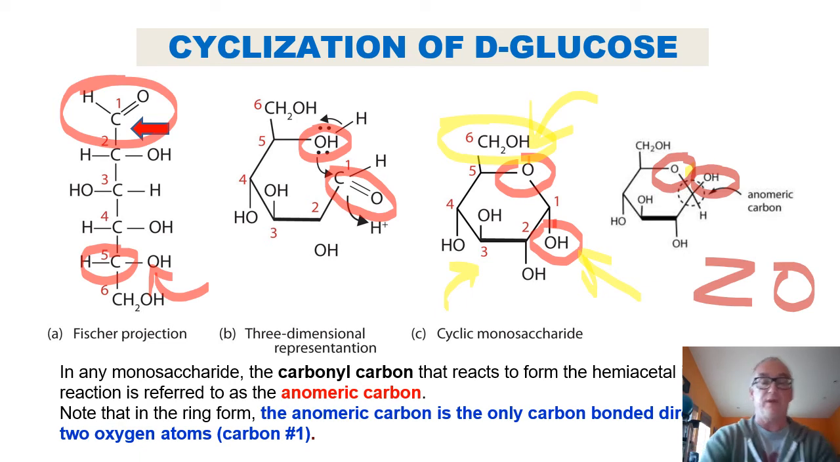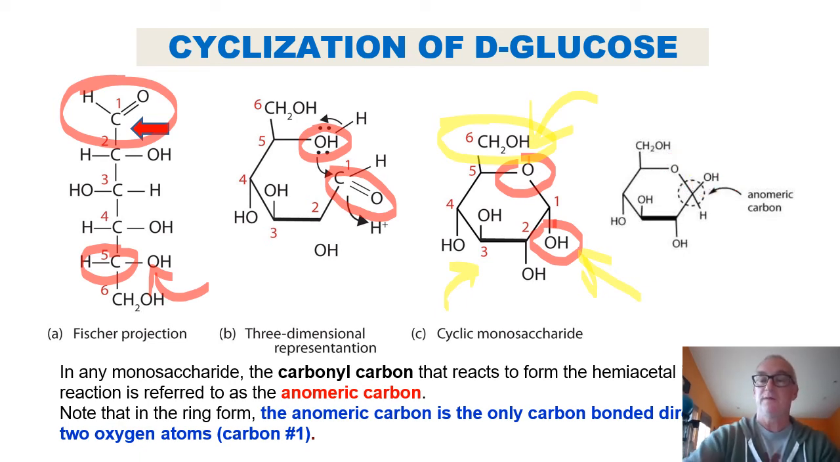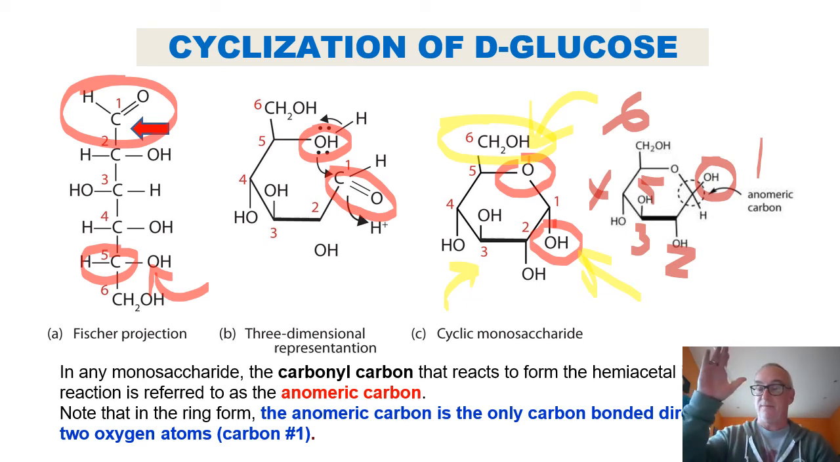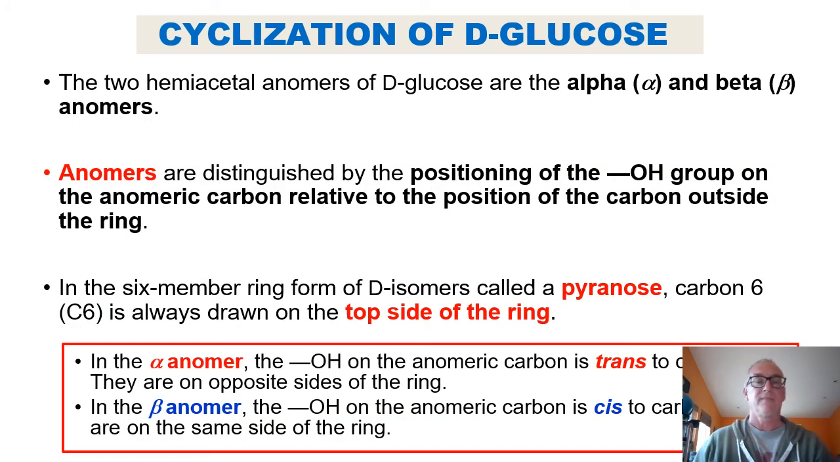And so we always basically draw the ring structure to look like this, where carbon one is here and carbon six is there. And so then 2, 3, 4, 5. Okay? So carbon six will always be pointing up. And then basically what we're looking for is, where's the hydroxyl group on carbon one? Is it pointing up and is cis, or is it pointing down and is trans from carbon six? So we call these two different versions anomers.